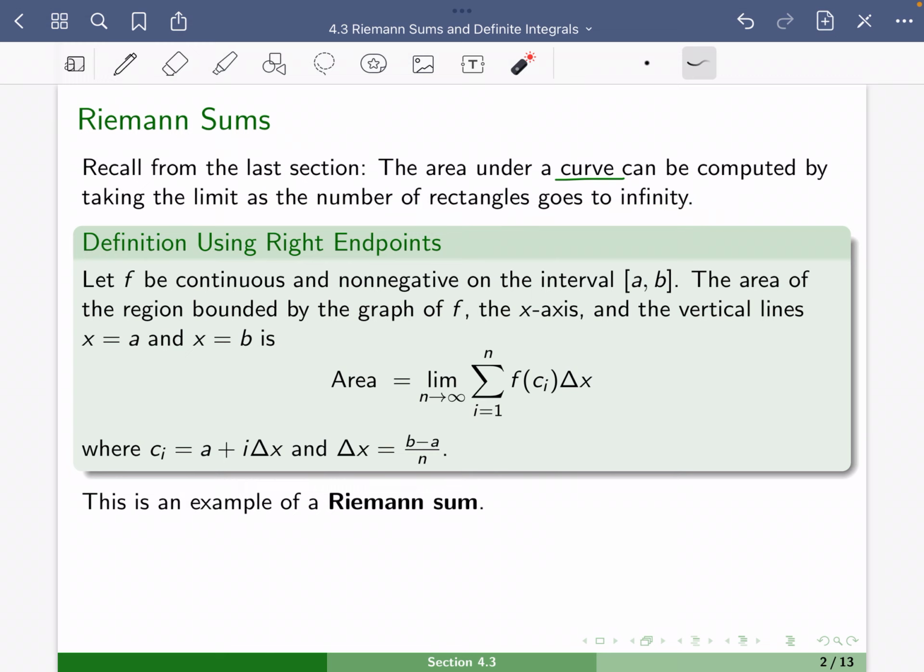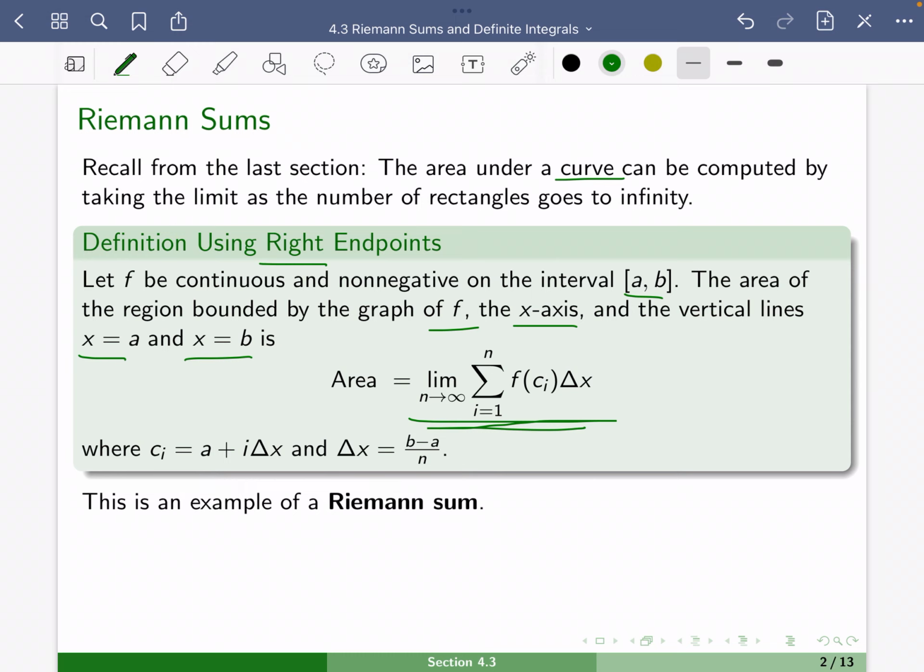Here, let f be continuous and non-negative on the closed interval from a to b. The area of the region bounded by the graph of f and the x-axis and the vertical lines x equals a and x equals b, that area was given by this. Right? Here we're using right-hand endpoints.